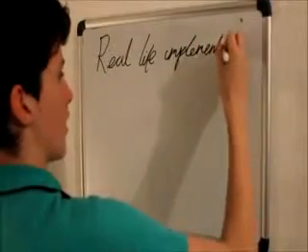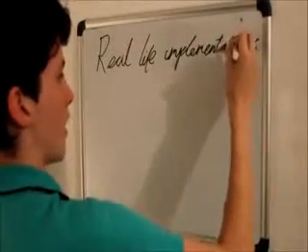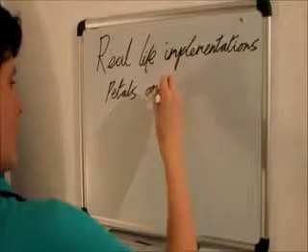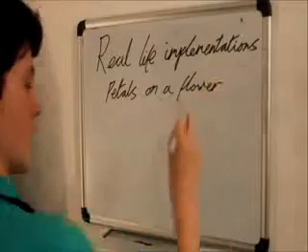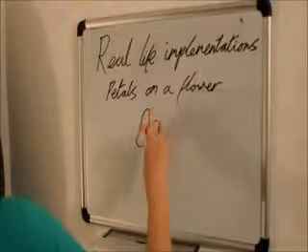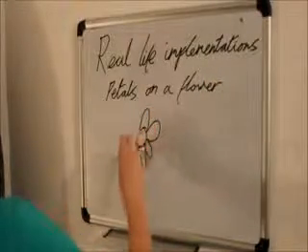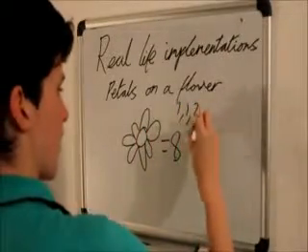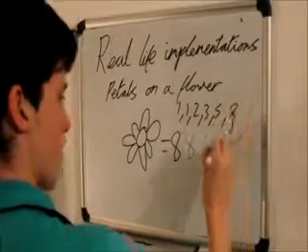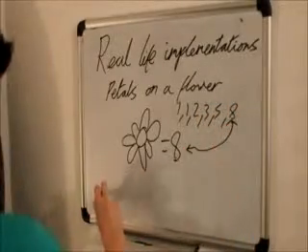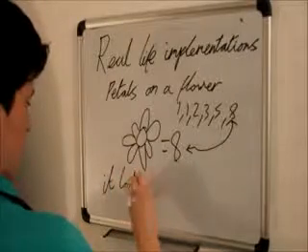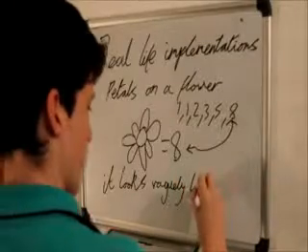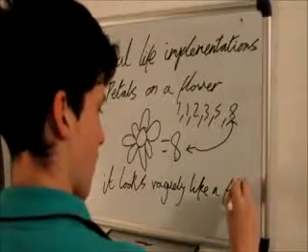Now I'm going to show you the real life implementations of the Fibonacci sequence, like petals on a flower. The Fibonacci sequence is kind of in tune with nature, because most flowers have a Fibonacci number as their number of petals, which is why you don't normally have a 4-leaf clover, because it's not in the Fibonacci sequence.